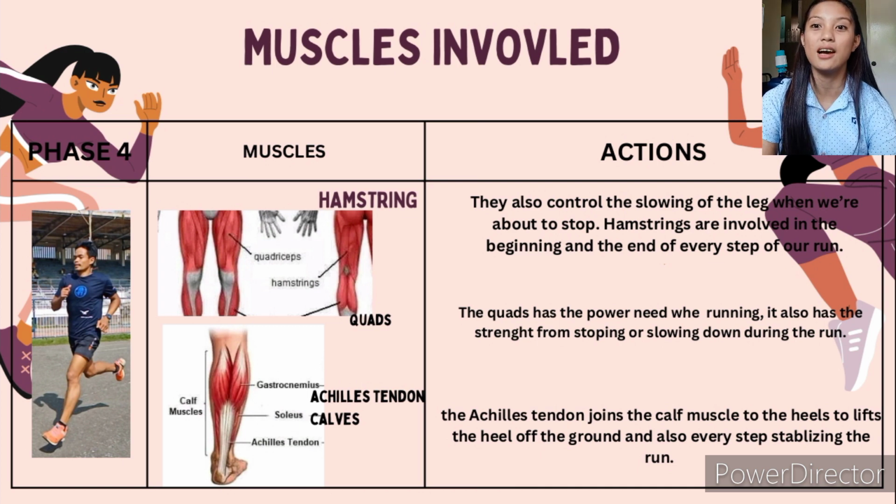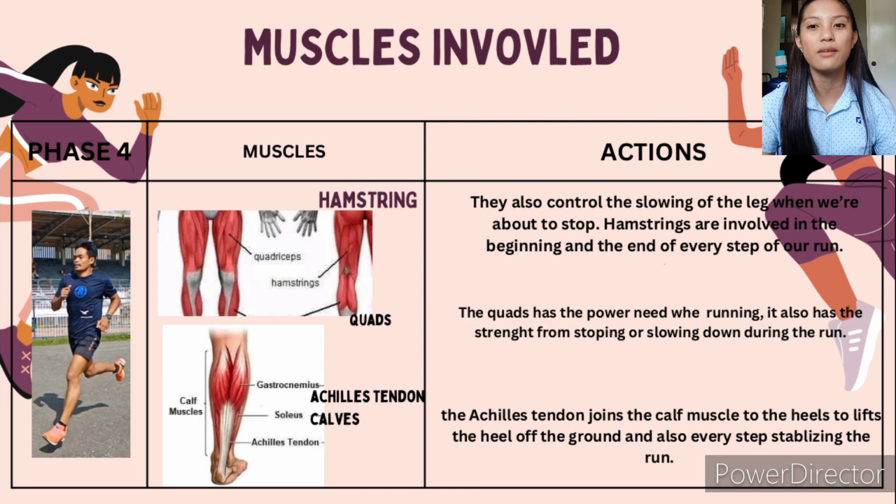The next is nasa ang quads. So the quads has the power that we need when running. So it also has the strength for stopping or slowing down during the run. Then lastly is the Achilles tendon and calves. So the Achilles tendon joins the calf muscle to the heels to lift the heel off the ground, and also every step to stabilizing the run. So that is all in the mechanics in the major muscles involved during the sprinting.